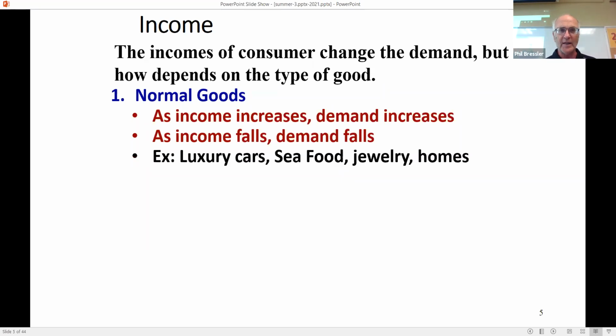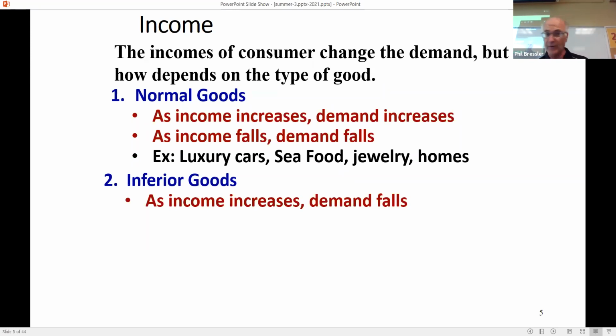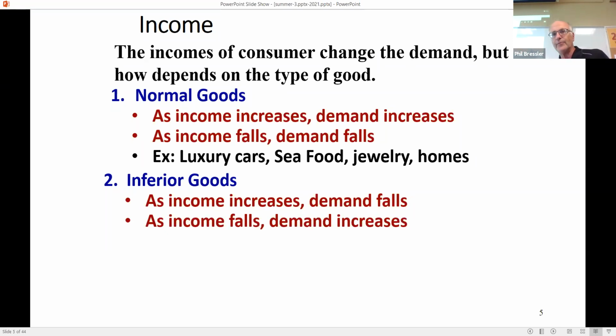The second one is what we call an inferior good. And all an inferior good is, is when income increases, demand falls. And again, as income falls, demand increases. For an inferior good, if you think of McDonald's, when income falls, people still want to eat out. But instead of eating out at Outback, they now eat out at McDonald's. So when income falls, demand for McDonald's increases.